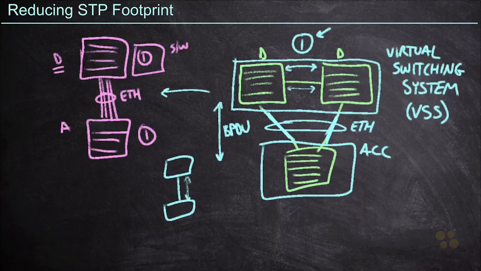So thanks to technologies like VSS, chassis, stackable switches, and EtherChannels, we can effectively reduce the spanning tree footprint to the point that there aren't a whole lot of blocked ports in our network. So when I look at this, it really boils down to two main points.